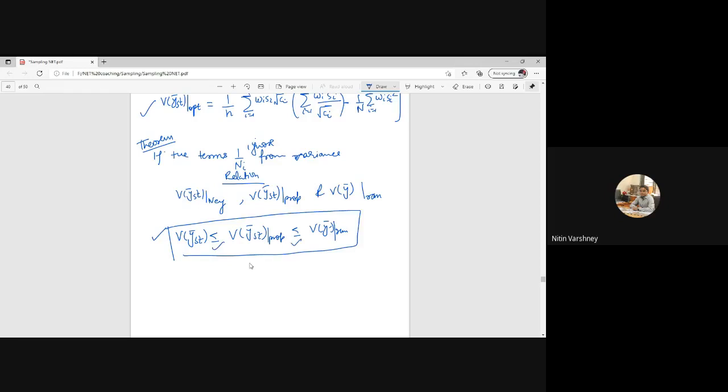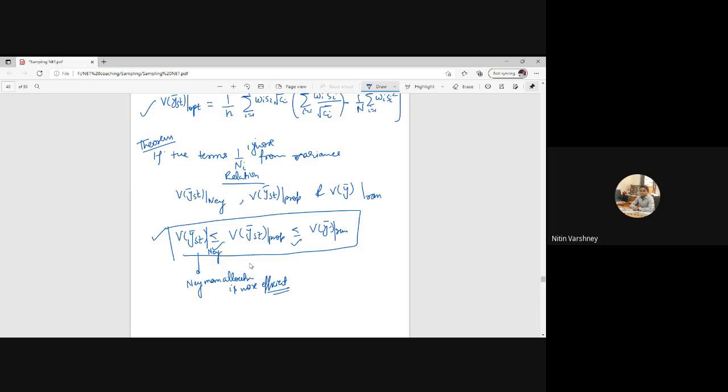If they ask a theoretical question about the relationship between the variances under Neyman allocation and proportional allocation, they can ask which allocation is more efficient. As the variance is minimum for Neyman allocation, Neyman allocation is more efficient. So this is one important relation.